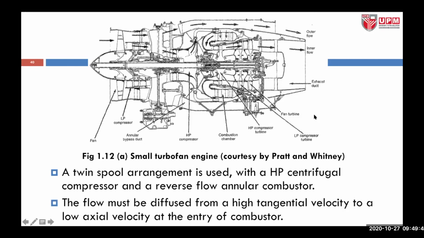The flow must be diffused from a high tangential velocity to a low axial velocity at the entry of the combustor. So you can see that the air turns back. It has to be diffused from tangential velocity to axial velocity.